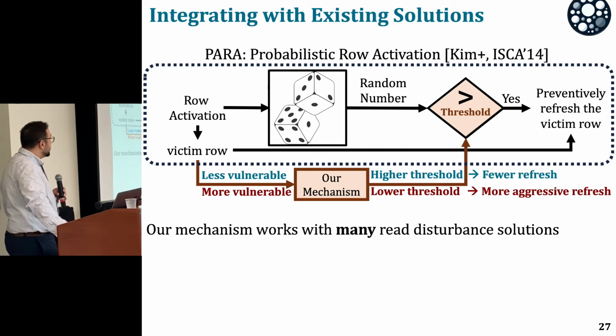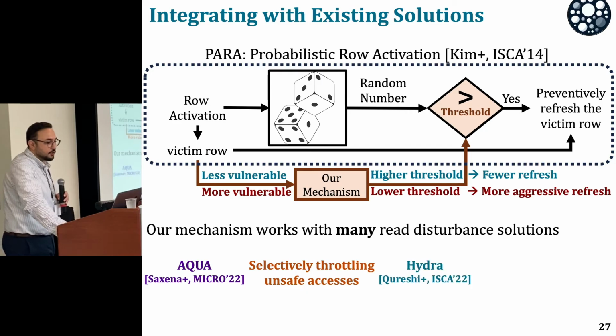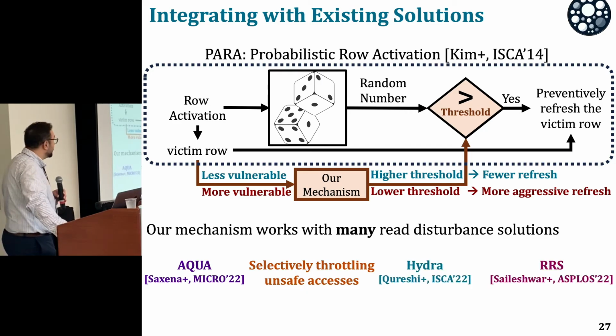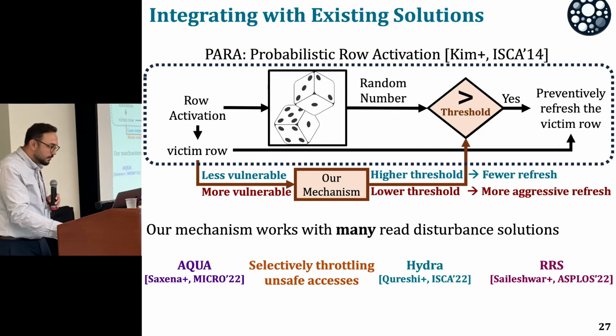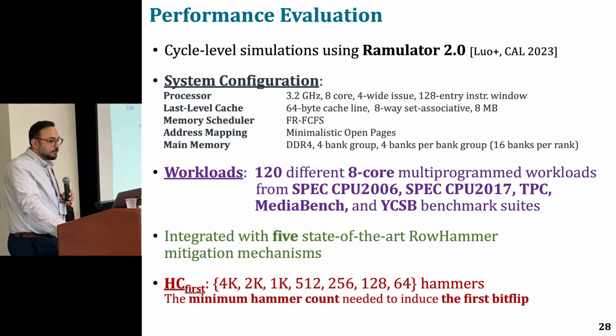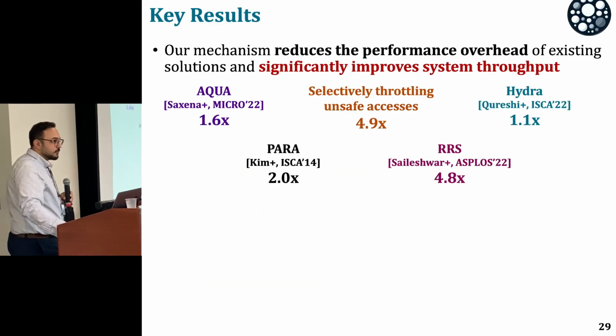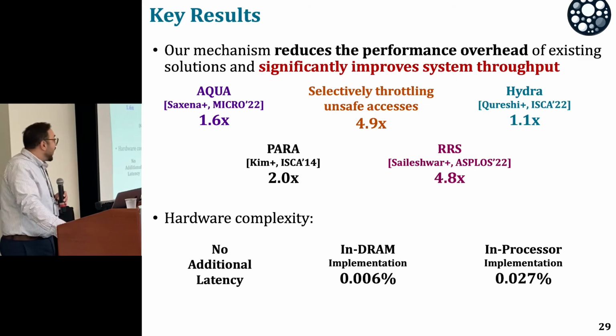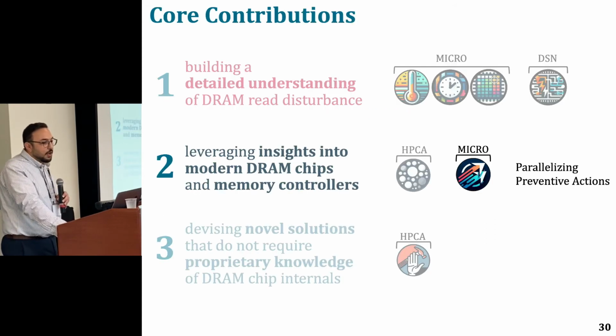So our mechanism works with many read disturbance solutions, and we show it for 4 state-of-the-art recent ones. I obfuscated one of them for blindness reasons. We evaluate the performance effect of our mechanism here, and we show that it reduces the performance overhead of existing solutions drastically and significantly improves system throughput by doing so. And we look at the hardware complexity as well. We show that it incurs no additional latency to the DRAM accesses, and it can be implemented at low cost.